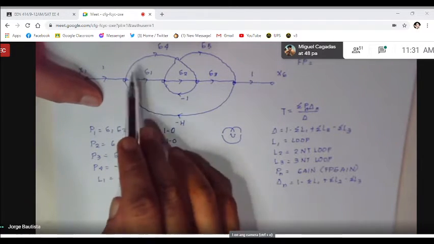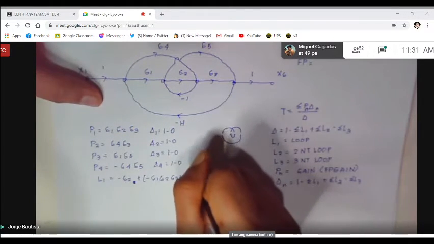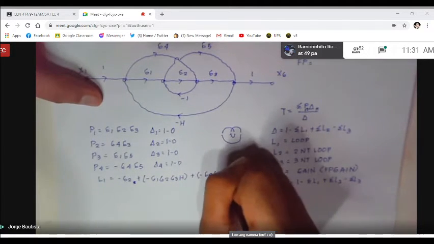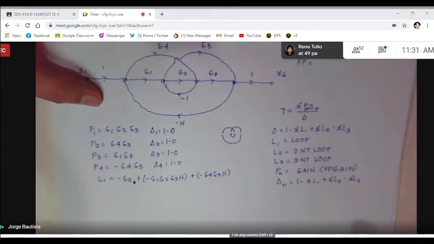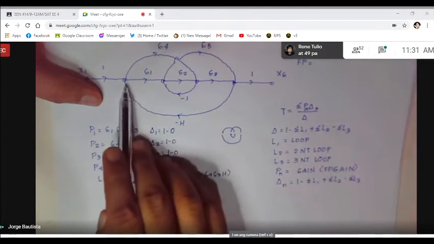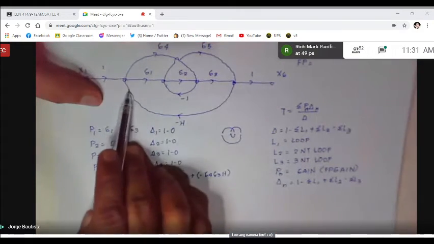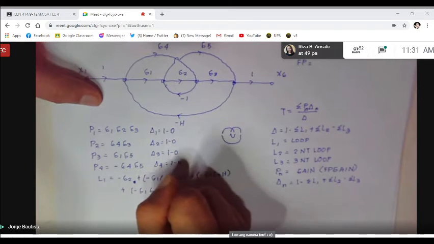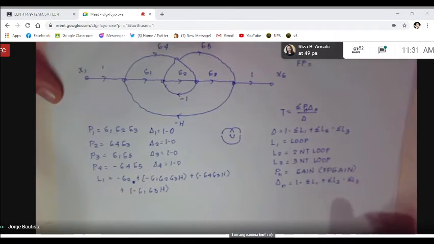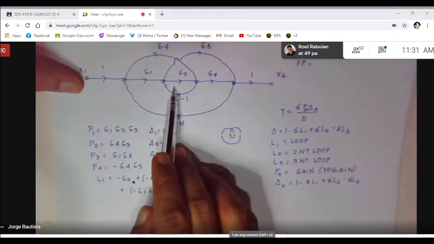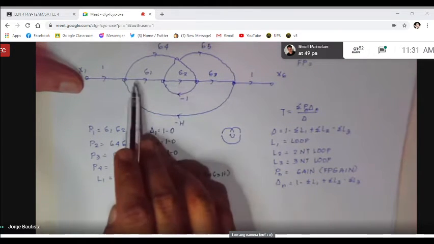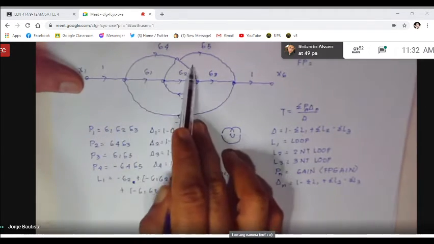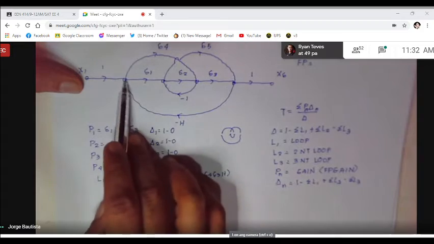Okay, so you have G4, G3, so you have plus negative G4, G3, and H. Okay, next, plus. This one is G1, G5, and negative H. So you have negative G1, G5, and H. Okay? That's four. 1, 2, 3, 4.